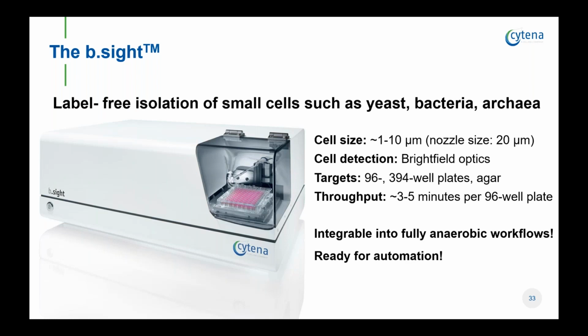For the B.SIGHT, we used cartridges with a nodal size of 20 by 20 micrometer. In contrast, for mammalian cells, with our other instruments, we use cartridges with a larger nodal size of 40 micrometer. So if you have a larger object or larger cells, you would want to work with those. The cell detection is based on bright field optics, so there's no label needed. And you can expect to fill the 96 well plate in around 3 to 5 minutes, and the 384 well plate in around 10 to 20 minutes.